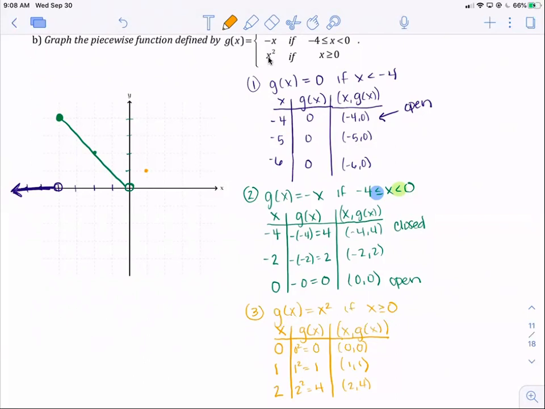Oh, sorry, I forgot to do this part. At 0, 0, we're going to have a closed dot. And since we already had a dot at 0, 0, we're still going to fill it in because for this function, it is a point. Okay. And then we have 2, 4. Okay. Our graph is going to continue to go up because there is no endpoint for that third portion.